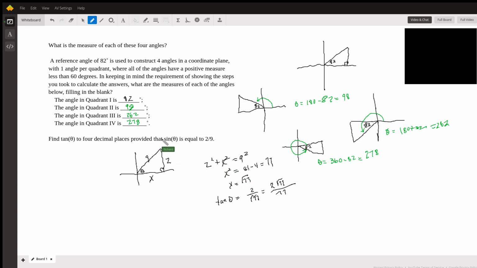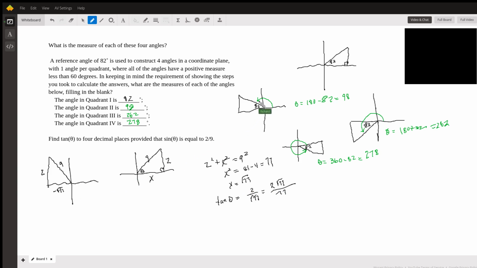It's possible that theta could be in the second quadrant, in which case tangent would be negative. So this is a little ambiguous here, and I'm just taking it to mean the first quadrant. But you could argue that this could be in the second quadrant. If it were in the second quadrant, it would look like this. And opposite would be here, 2 and a 9, and then you could see this would be negative root 77. And so you would get the same numerical answer, it would just be negative.